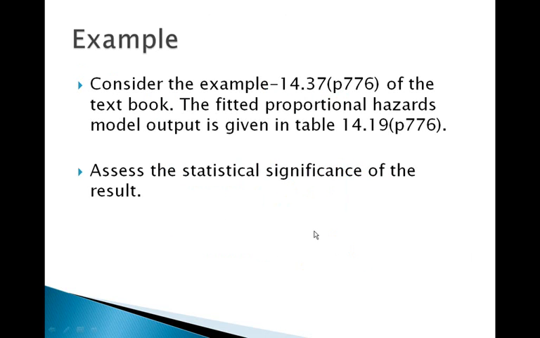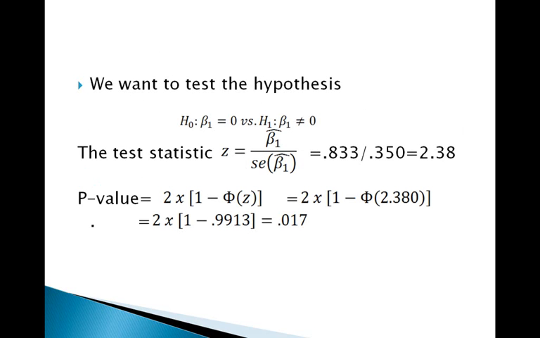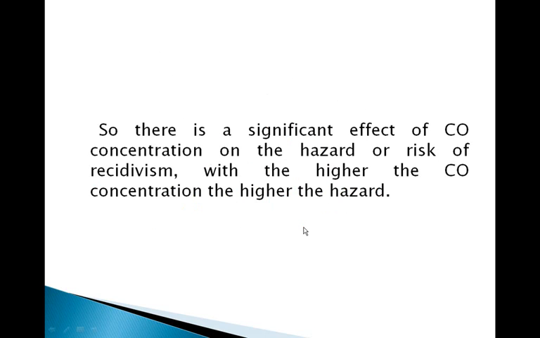So the first example that they give you is 14.37 of the textbook, and the fitted proportional hazards model output is given in table 14.19. We can assess the statistical significance based on this result. And if you look at the z critical value for this, or the Wald test statistic value, we see 2.38 and a p-value of 0.017.